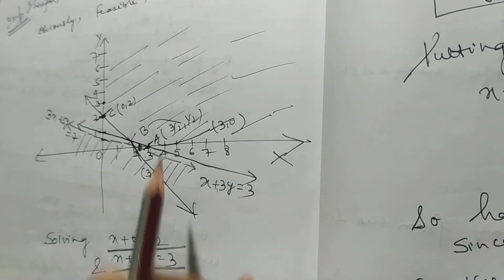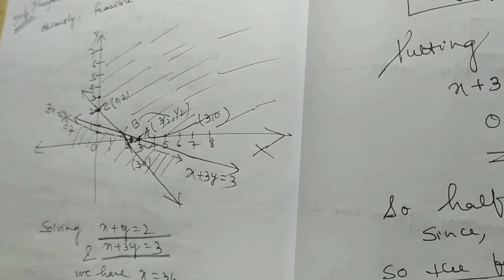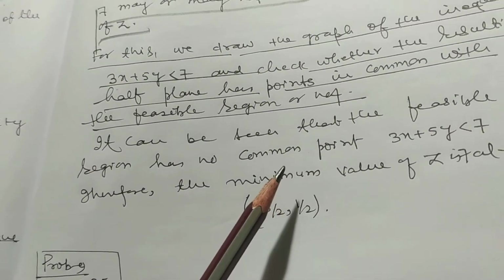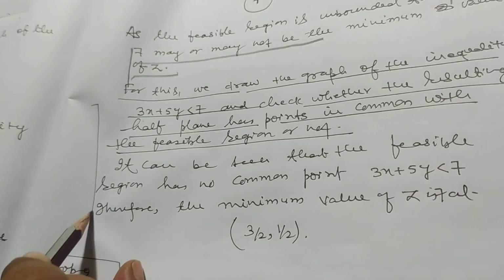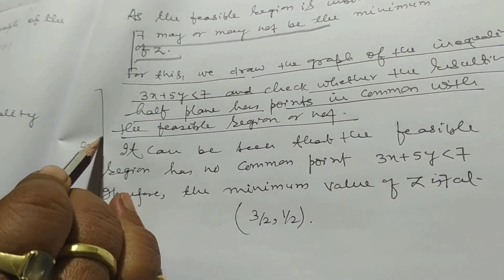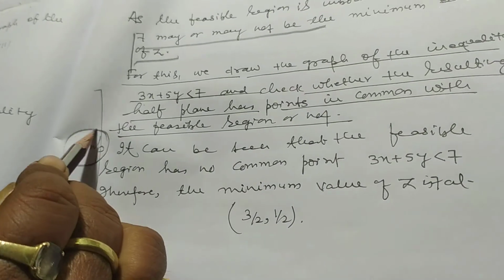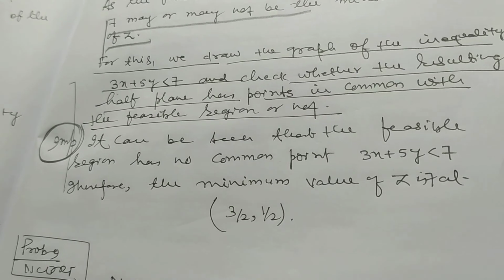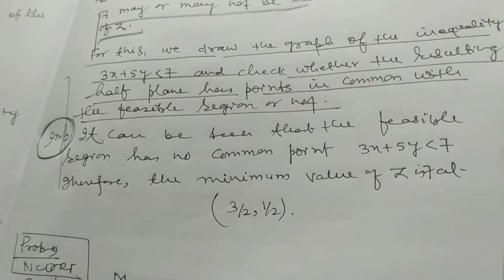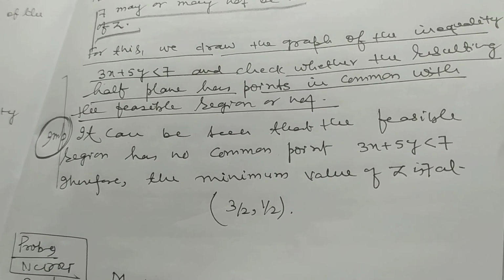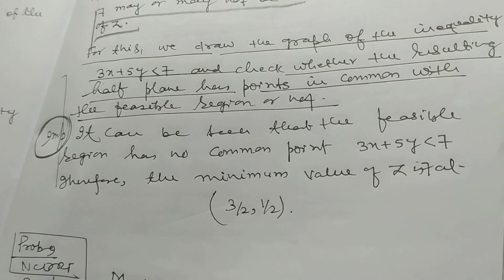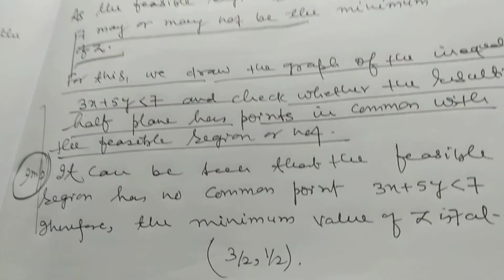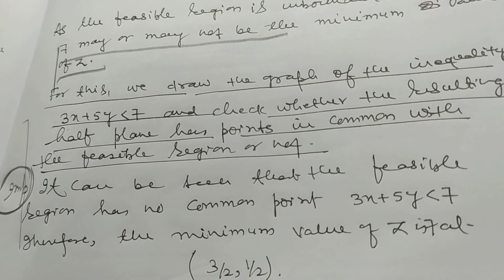So there is no common point, so we have the minimum value at the point (3/2, 1/2), that is 7. This step is very, very important for the purpose of examination. So my dear student, in case of an unbounded region we have to decide whether it will be maximum or minimum. In the next video I will also solve some problems involving unbounded regions.